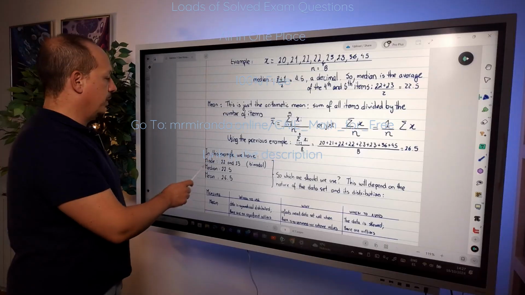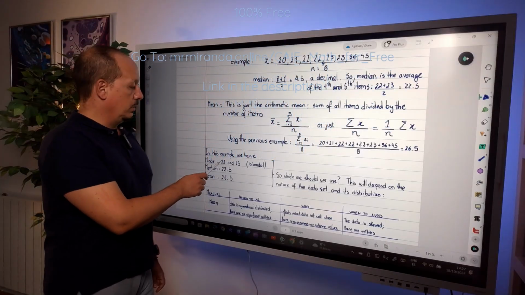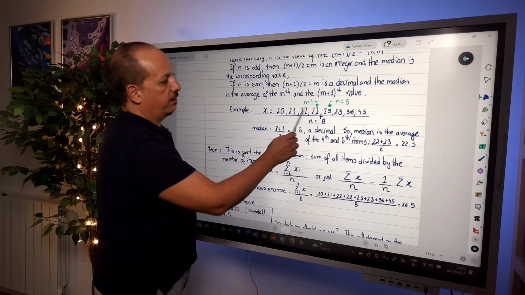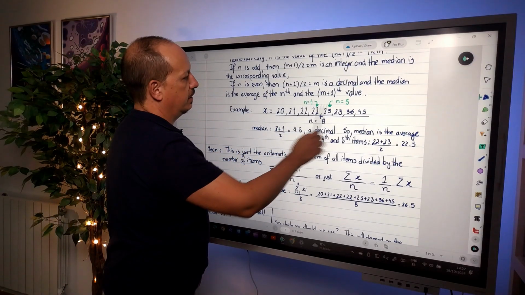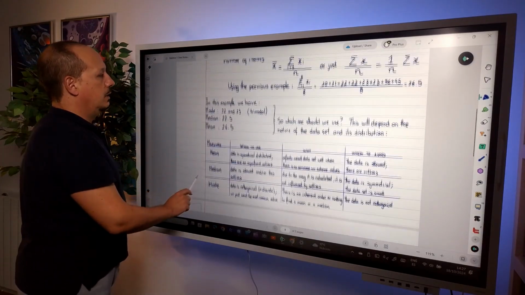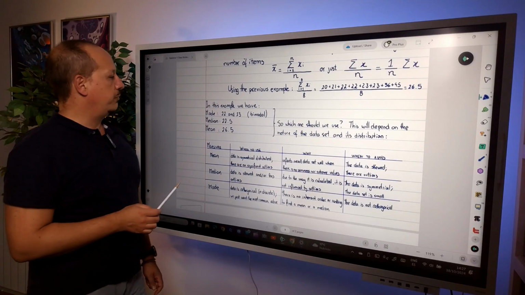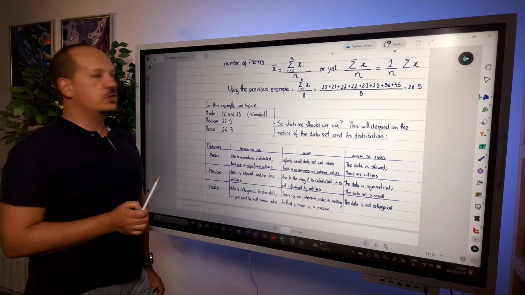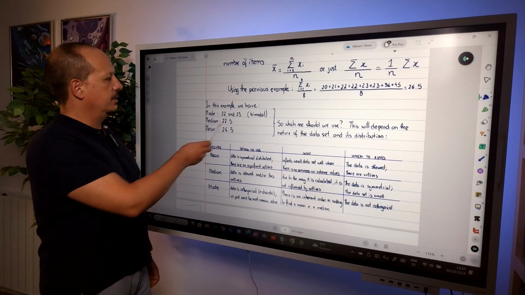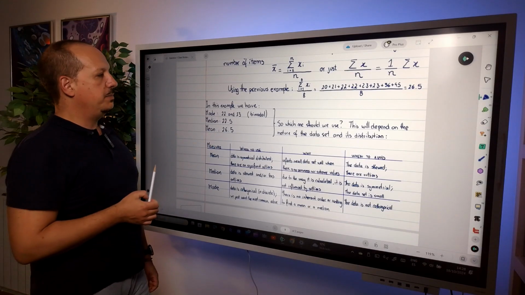Summarizing, in this example, this is bimodal. It's 22 and 23. As you can see here, you have two 22s and two 23s. All the others are individual. You only have one. The median is 22.5 and the mean is 26.5. So they diverge, at least the mean diverges a little bit from the mode and the median.